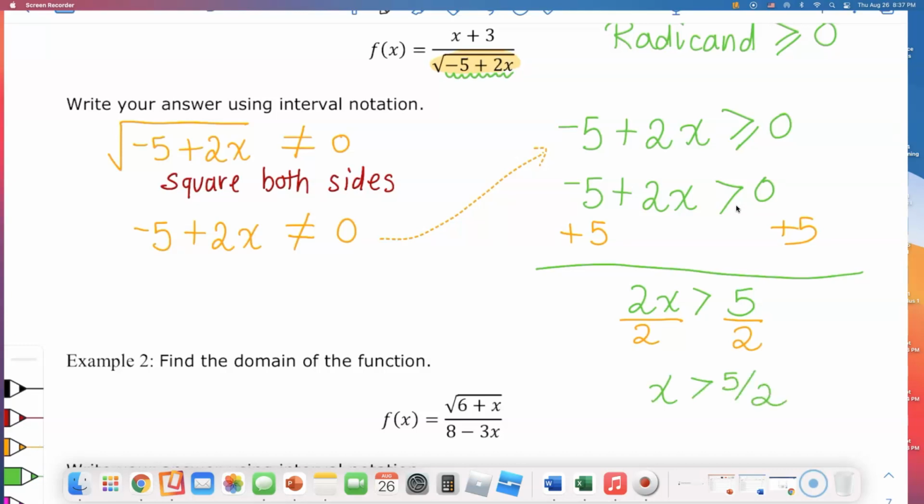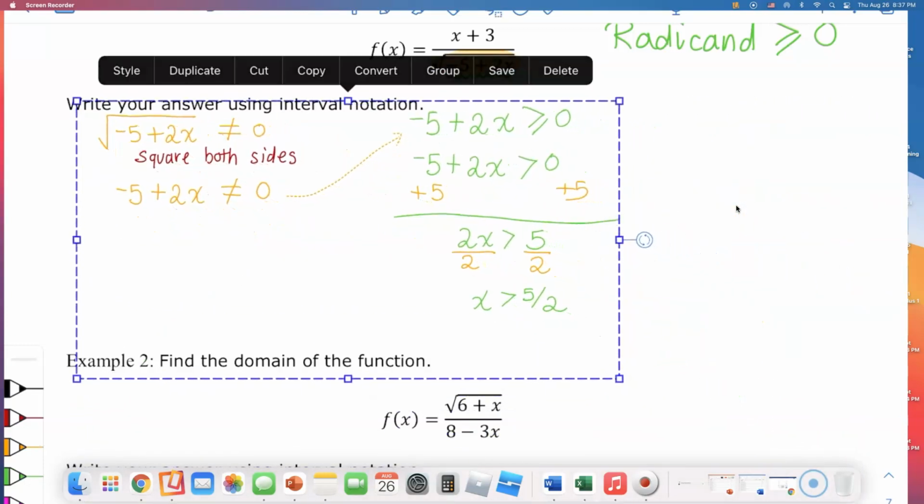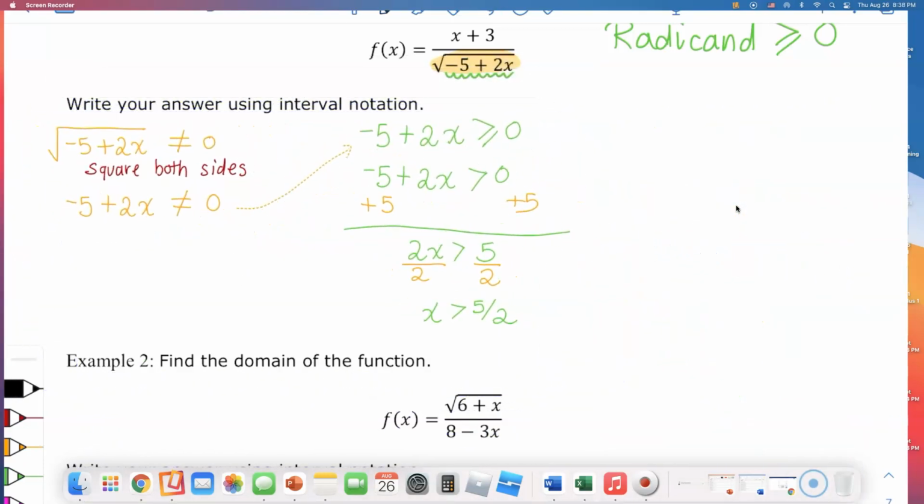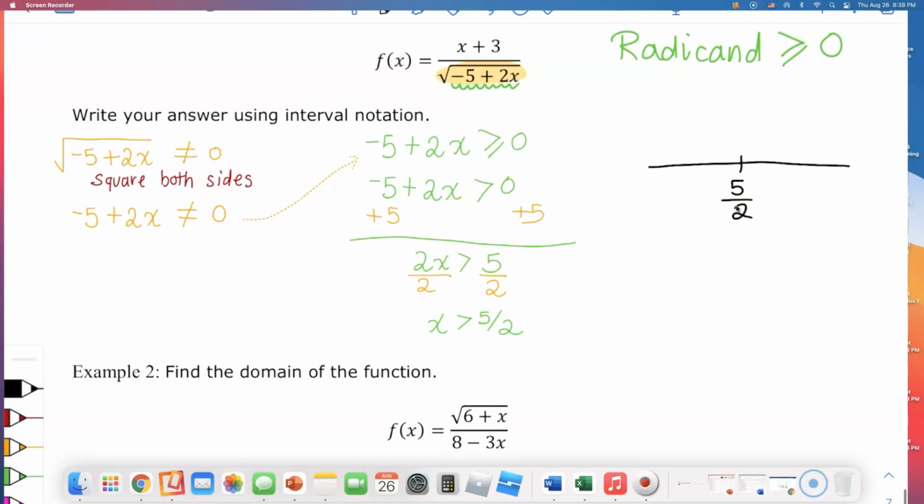I may have to make this a little bit smaller, you guys. I write a little too big. Let me make this a little bit smaller so that I can graph this over here. I'm going to plot 5 over 2 in the middle, and I will draw an open circle, because it can't be 5 over 2.